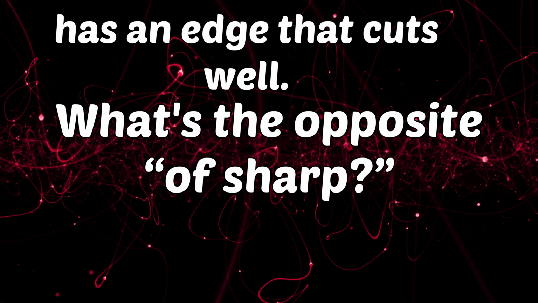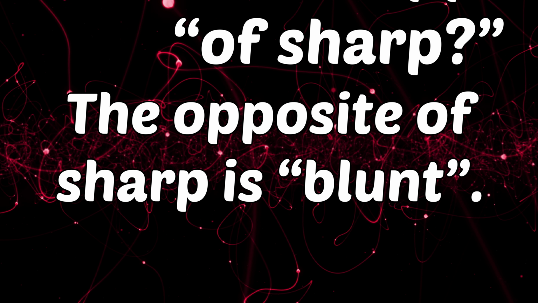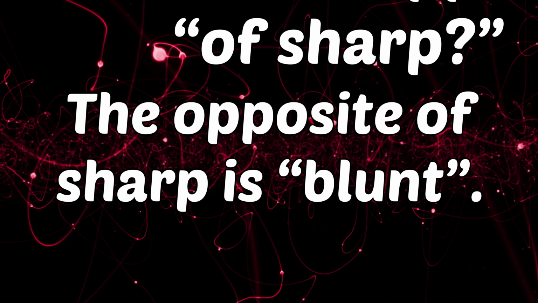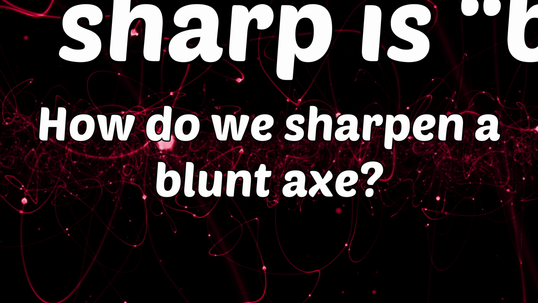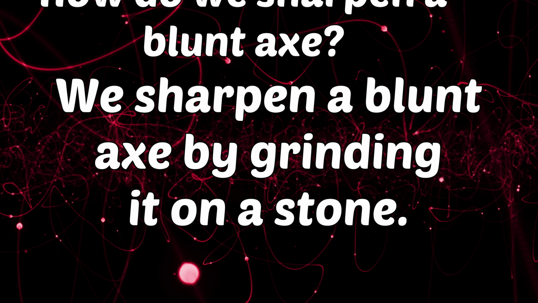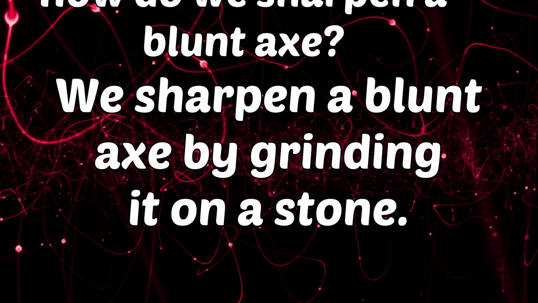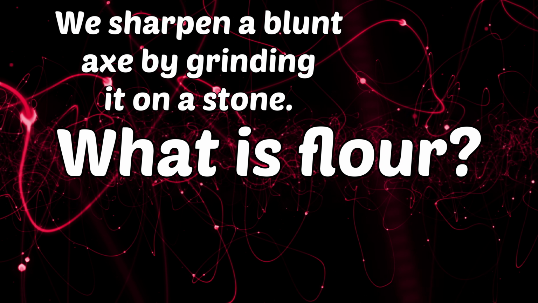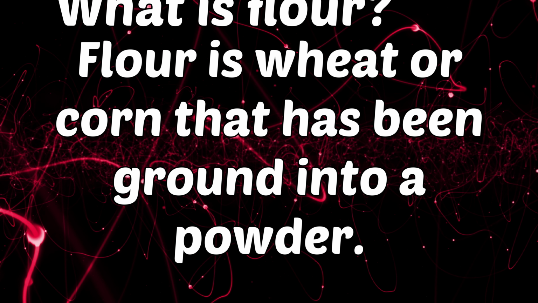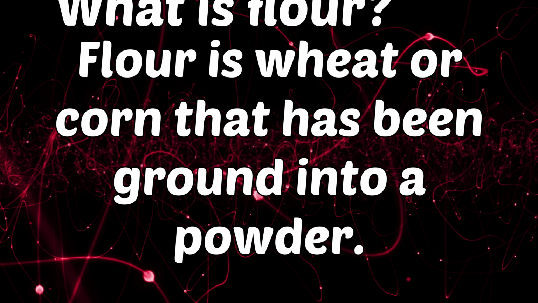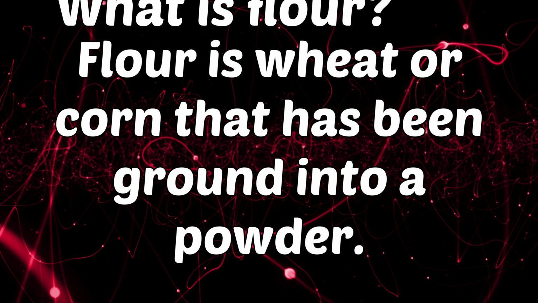What's the opposite of sharp? The opposite of sharp is blunt. How do we sharpen a blunt axe? We sharpen a blunt axe by grinding it on a stone. What is flour? Flour is wheat or corn that has been ground into a powder.